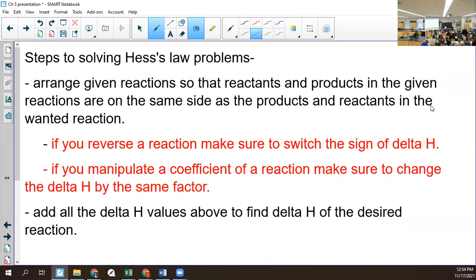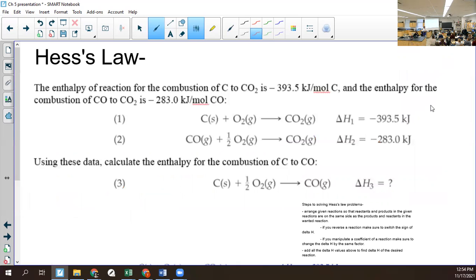So, steps to solving Hess's law problems. Arrange the given reactions. This will make sense when we do it. So that the reactants and products in the given reactions are on the same side as in the wanted reaction. Just stick with me. If you have to reverse a reaction, change the sign of the enthalpy. If you have to manipulate it, like double it, then you double the enthalpy. Okay, now that is the 2-minute version of how to do this. Now watch the example. So here we go.